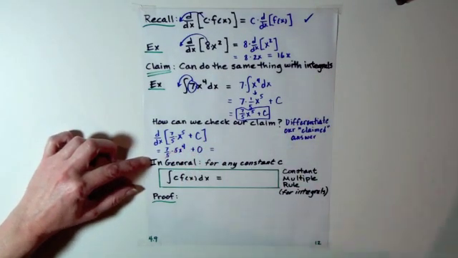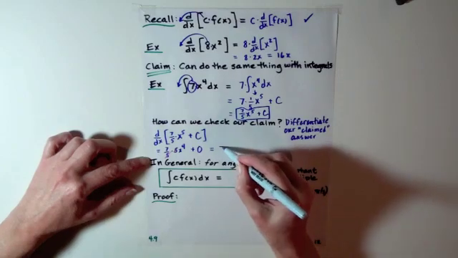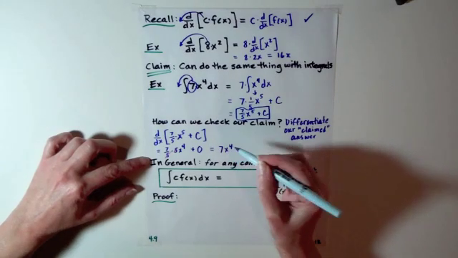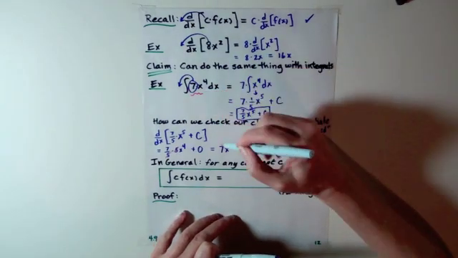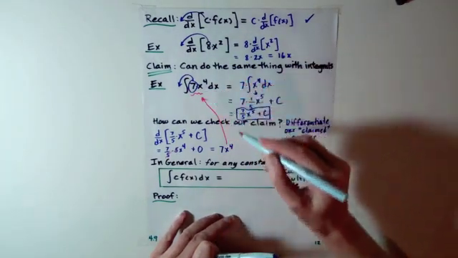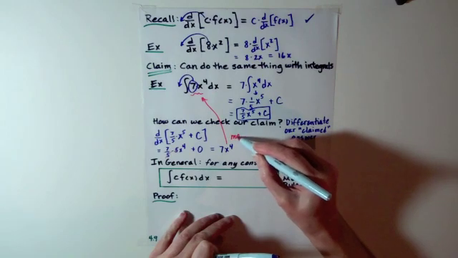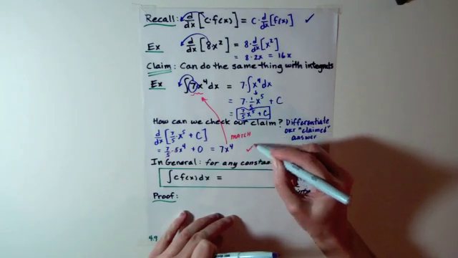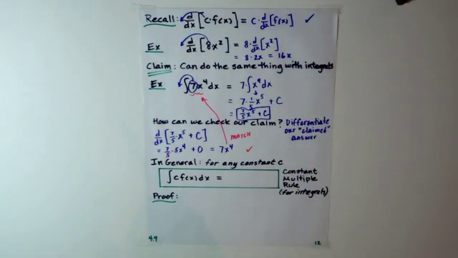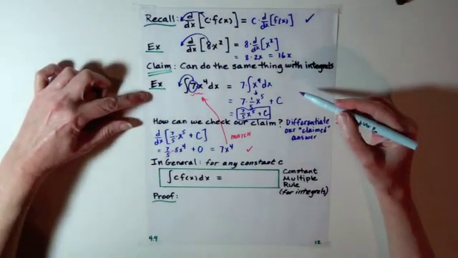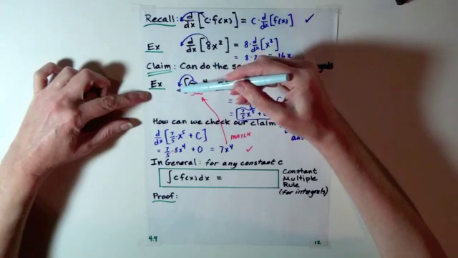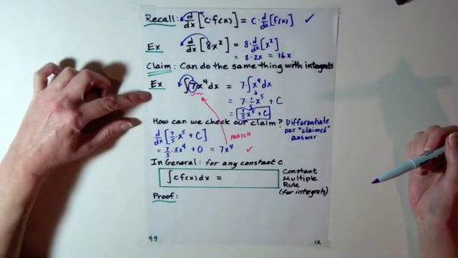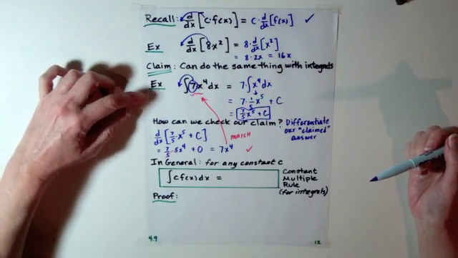and so I do get 7x to the 4th, and that does match what I was originally asked to integrate. So these match, and that means that I've checked that my answer was correct. So at least we've checked it for this one example. We've proved for this one example that you're allowed to pull that constant multiple of 7 outside the integral sign. But we'd like to prove that in general.